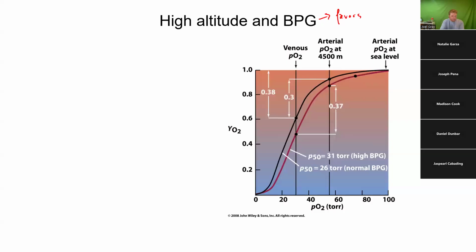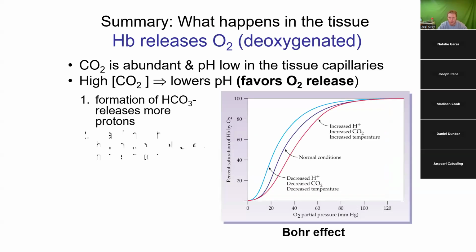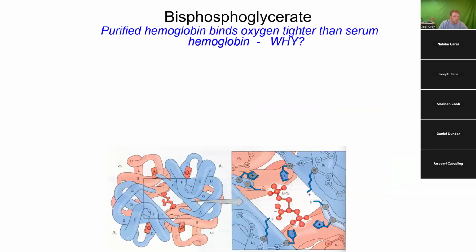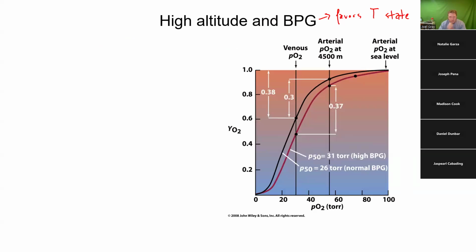Well, bisphosphoglycerate, you're absolutely right. Bisphosphoglycerate is going to favor the T state. Because remember, bisphosphoglycerate kind of inserts itself in the center of the cavity, that central cavity, which I will show right here. And it kind of jumps in there and locks it all up. So it stabilizes the T state.